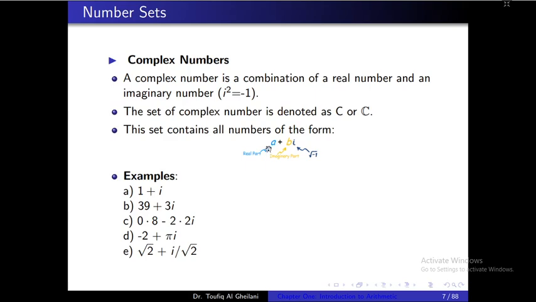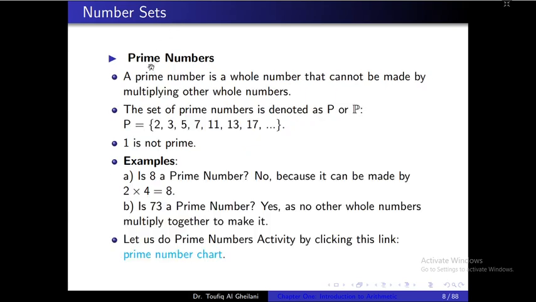The real part A is equal to the square root of 2 and the imaginary part B is 1 over the square root of 2. Prime numbers. A prime number is a whole number that cannot be made by multiplying other whole numbers.